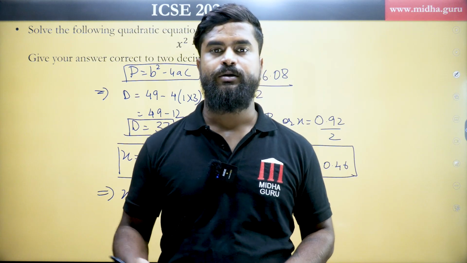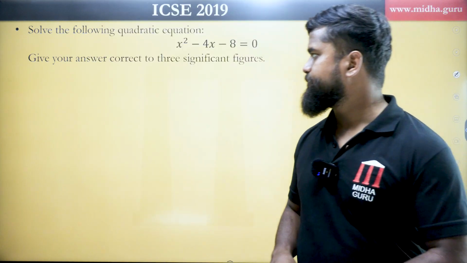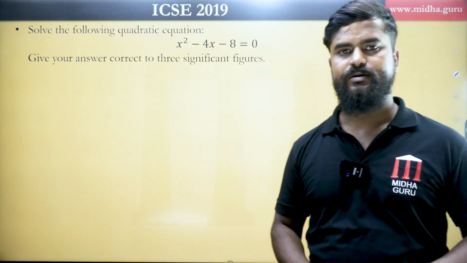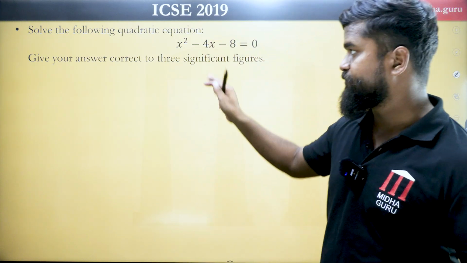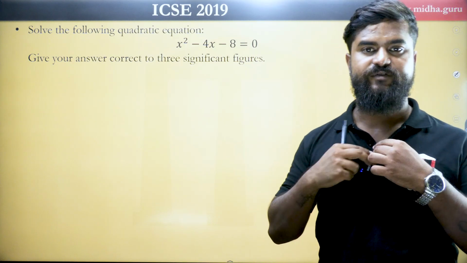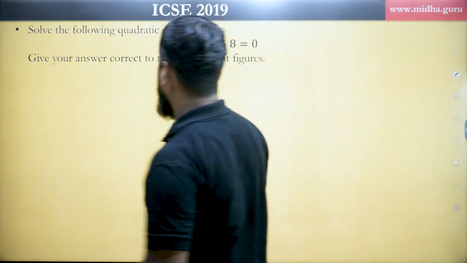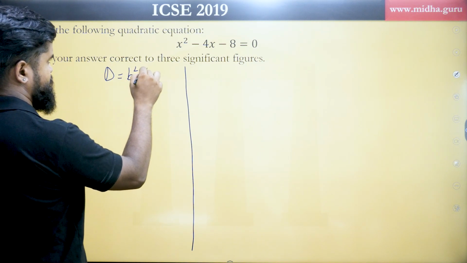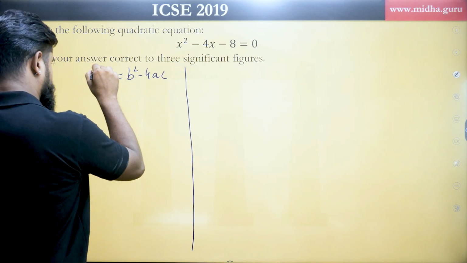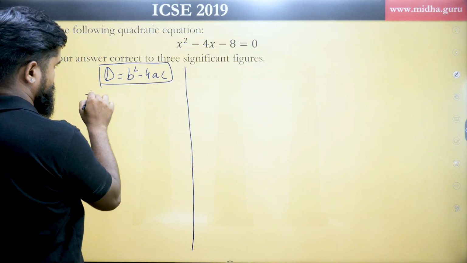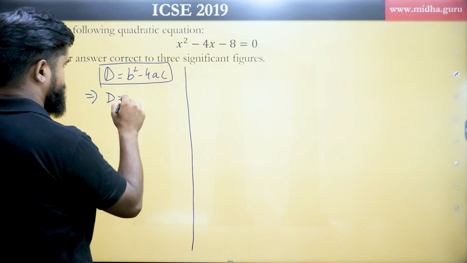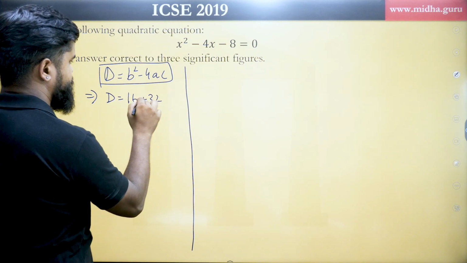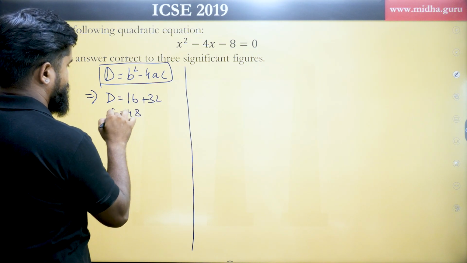Let's move on to the next. In 2019, we got this equation, x square minus 4x minus 8 is equal to 0. And we are supposed to find up to 3 significant figures. So again, we'll go about our business the same way. We'll first find the discriminant. D will be equal to 16 plus 4, that is plus 32. This will again be 48.